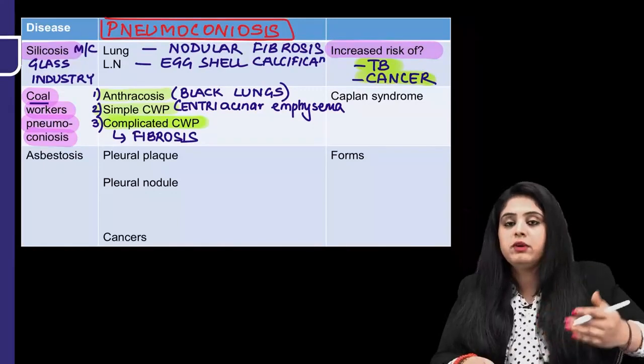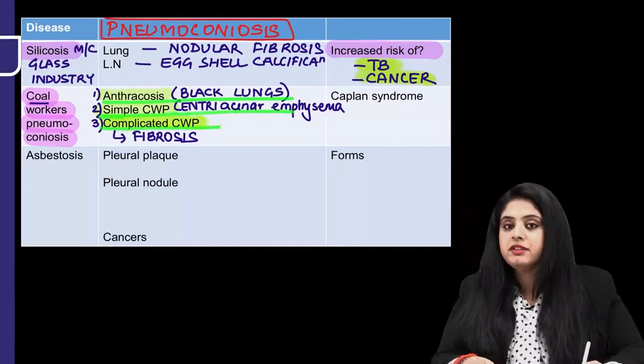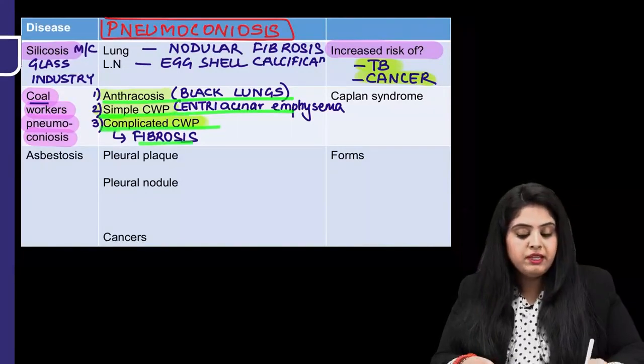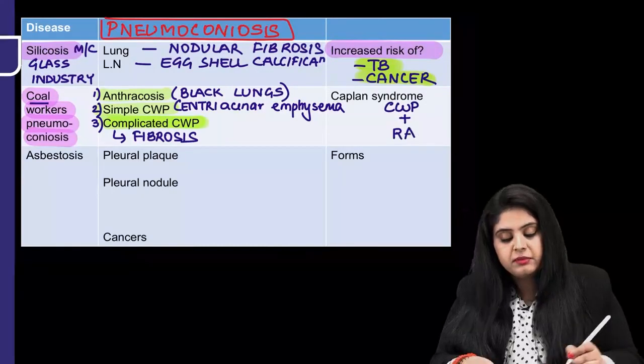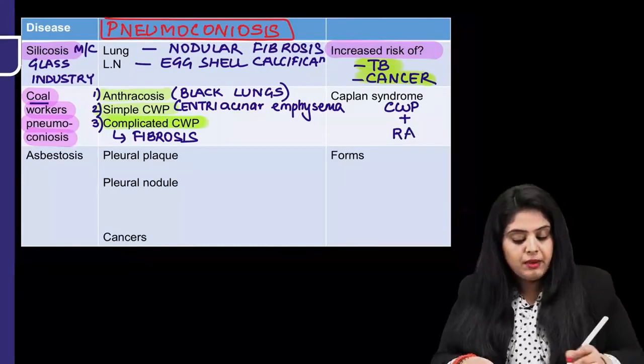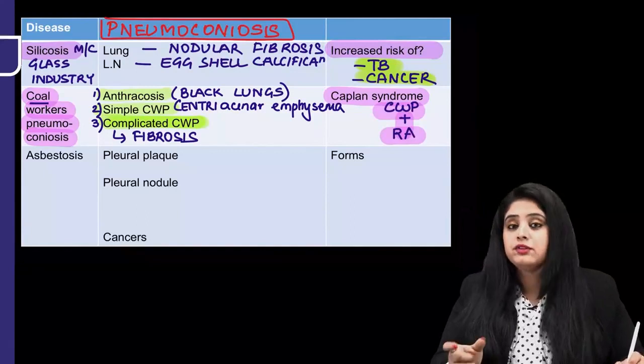So what is the sequence? What is the series of events? First, the patient only has black lungs, then he has simple, then complicated. In simple, centriacinar emphysema, and in complicated, fibrosis. Do you know, someone who has coal workers pneumoconiosis with rheumatoid arthritis is labeled as Caplan syndrome. Remember, Caplan syndrome is coal workers pneumoconiosis plus rheumatoid arthritis. Very important. So basically a joint involvement comes.